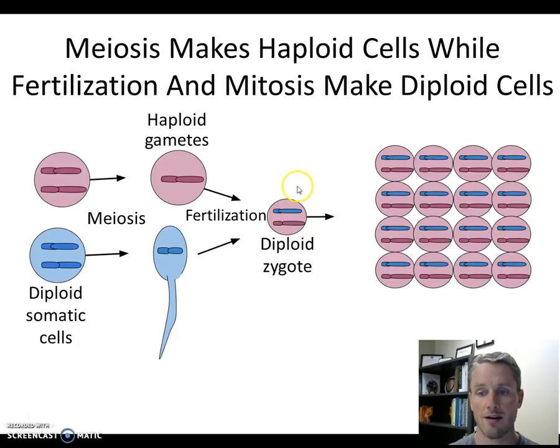And then we know that a zygote will develop into a baby, and then into a child, and then into an adult through many, many rounds of mitosis. Mitosis will duplicate these cells. We'll get lots of different cells, all of them identical to one another, produced by mitosis. So again, meiosis is the way we make haploid cells, and then we can produce diploid cells either through fertilization, combining 2 haploid cells together, or through mitosis, copying a pre-existing diploid cell.